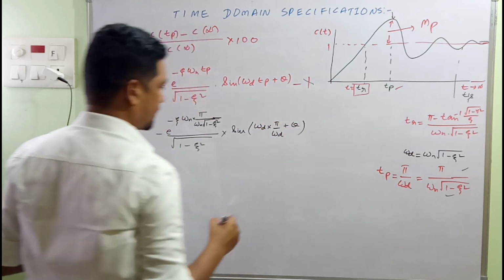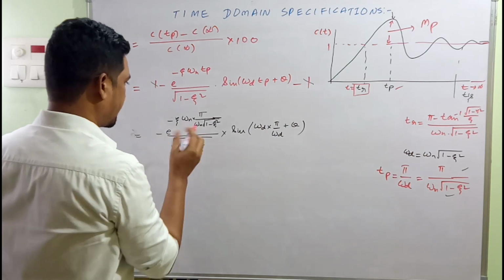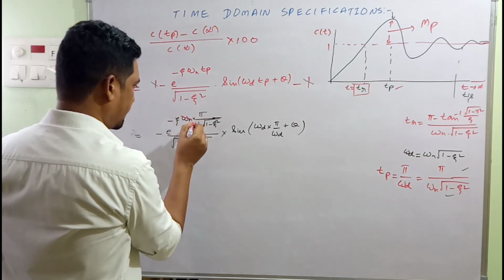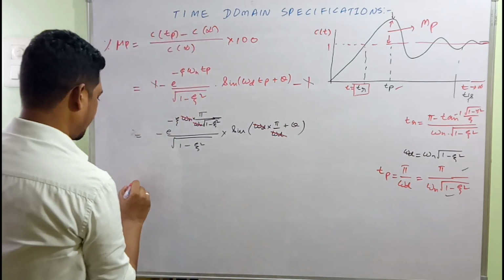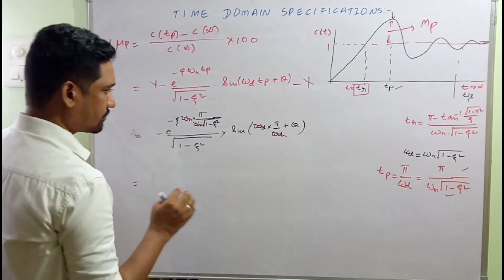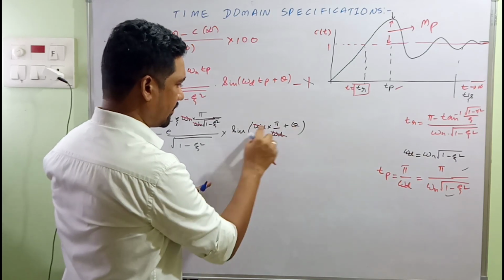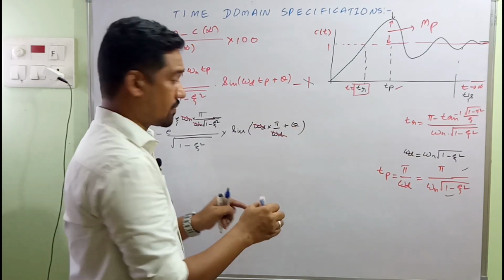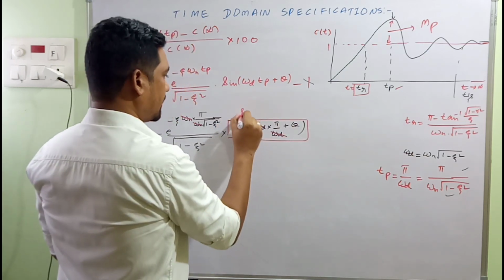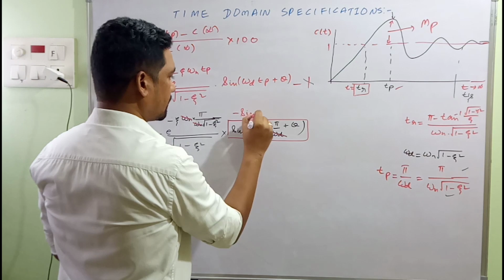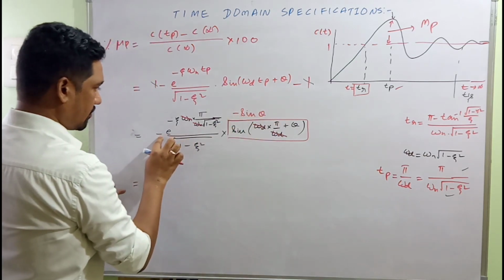Closing the bracket. Now what gets cancelled over here, guys? Omega n from here, omega n from here, and omega n from here, omega d from here and this one get cancelled, and we are left with, and one more thing, sine of pi plus theta will be minus sine theta. So we have a negative over here. This negative and this negative becomes positive.